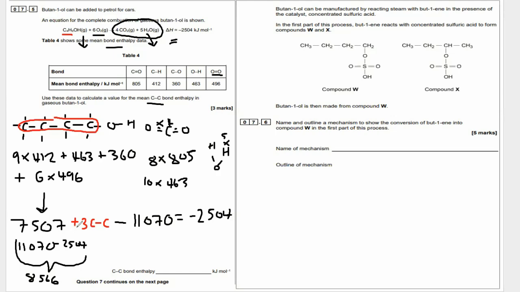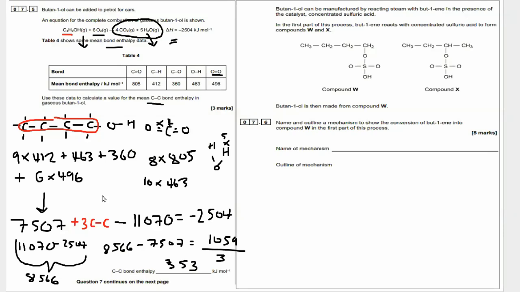If we know that the butan-1-ol and the oxygen minus these bonds is 7507, then we can quickly work out what this is. We do 8566, take away 7507, and we're going to get 1059. Now there's 3 of these C-C bonds, so don't forget to divide by 3, and that will give us 353. Ta-da! And that will score you 3 marks.